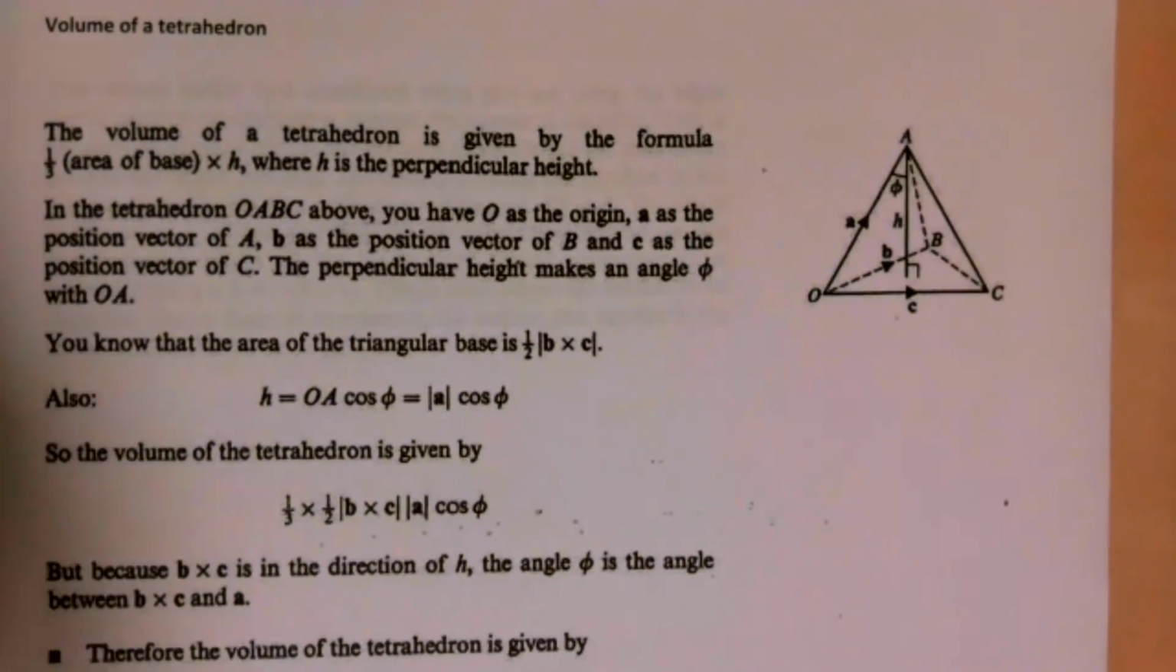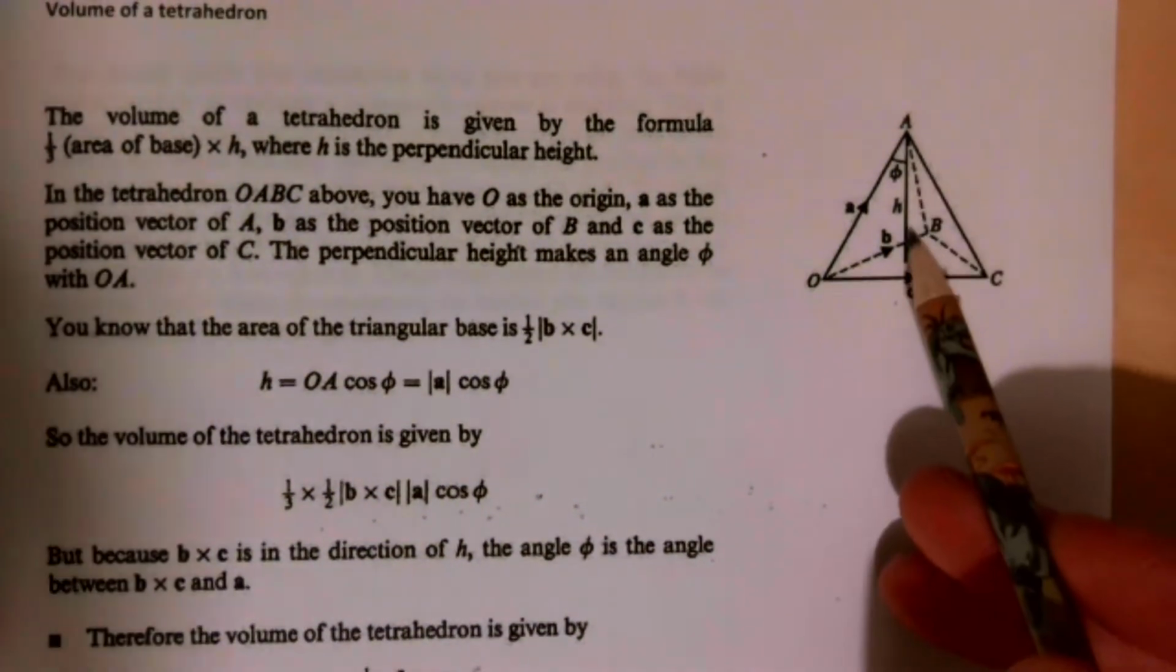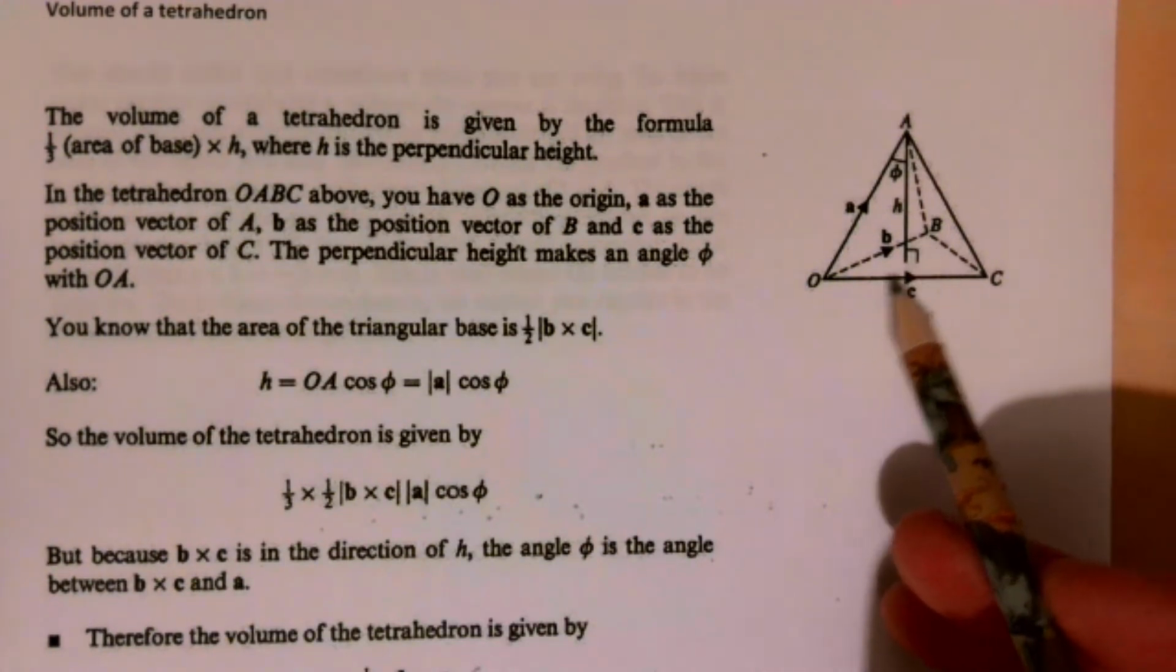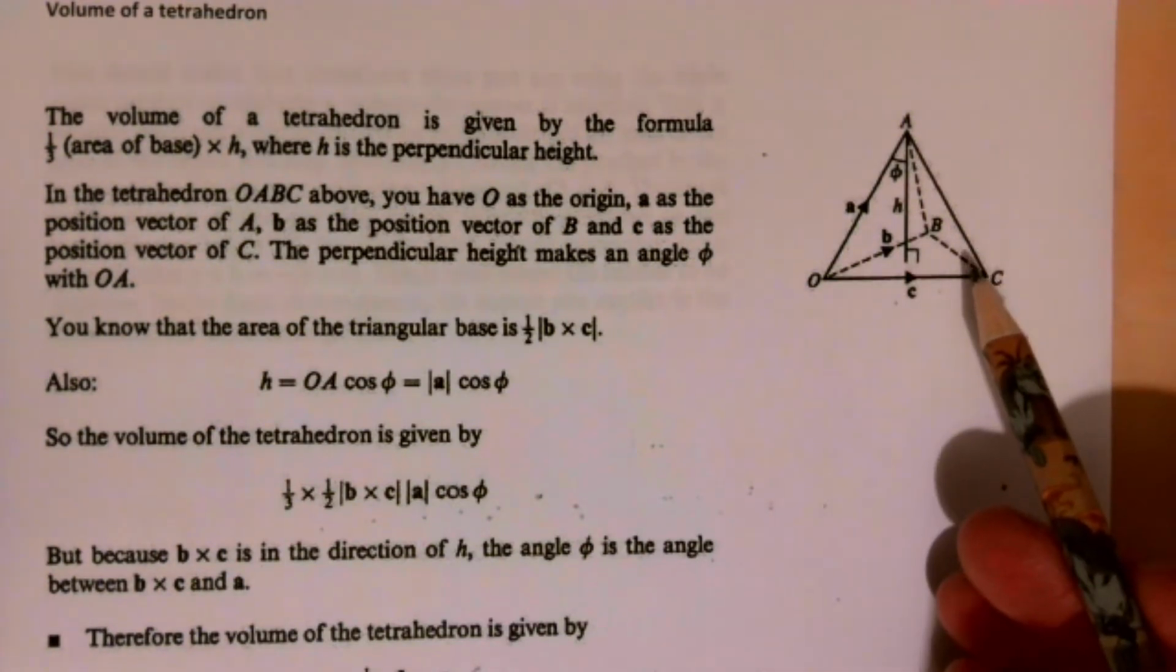Next one to move on to is the volume of a tetrahedron. Effectively a tetrahedron is a sixth of the volume of that same parallelepiped.